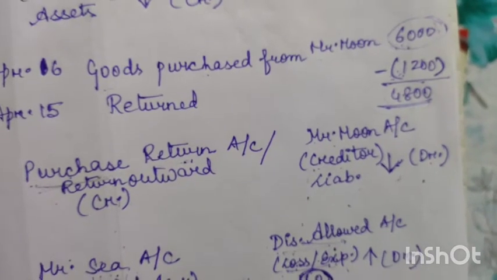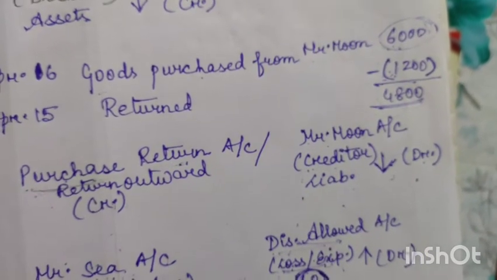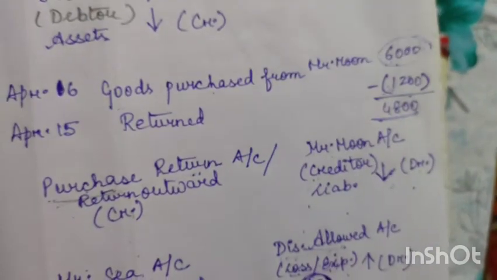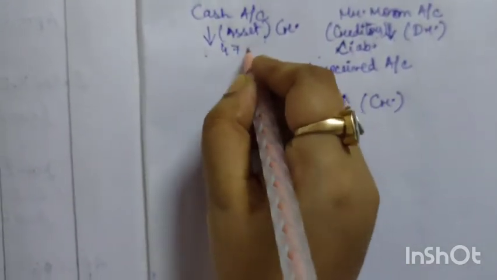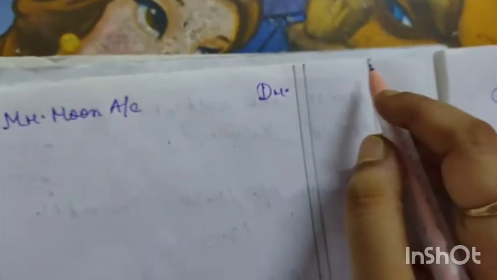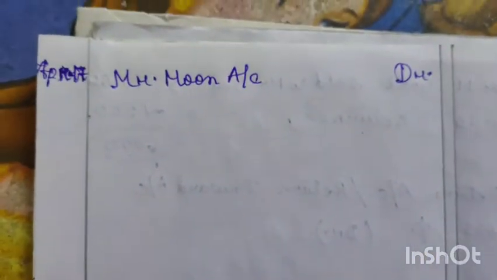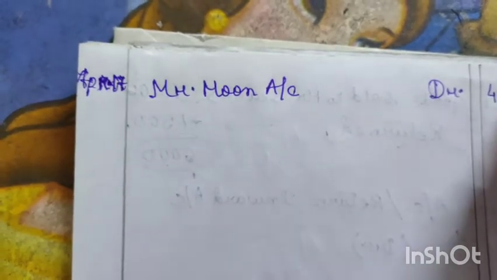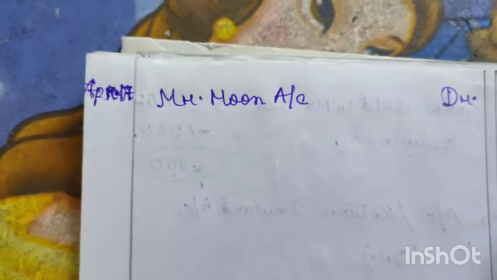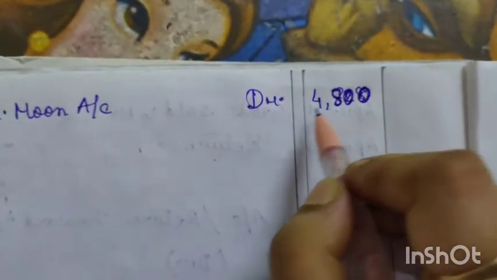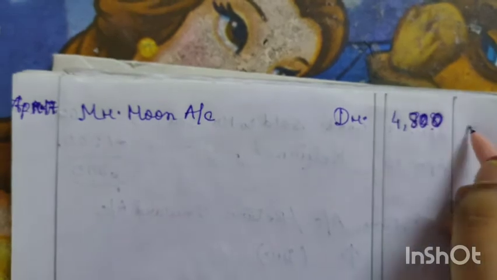We were supposed to pay him, as you can see, 4,800, right? But how much have we paid him? Only 4,728, right? So in Mr. Moon account we will write 4,728. No, in Moon account we will write the entire amount which we were supposed to pay, that is 4,800.